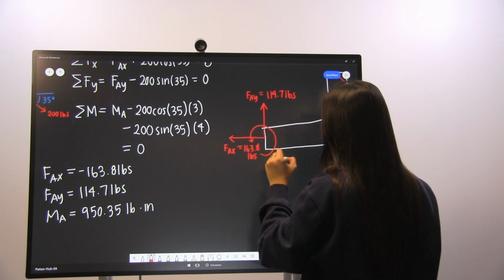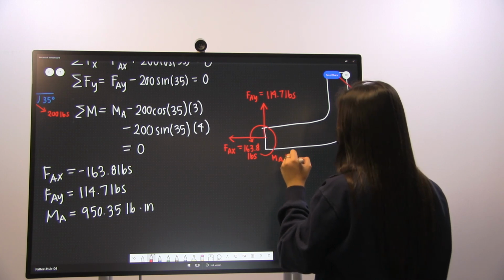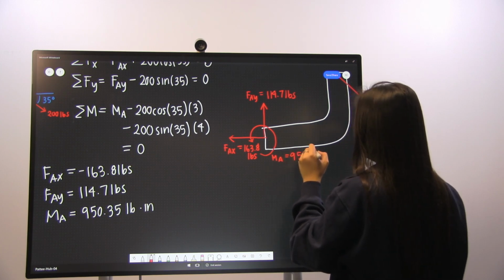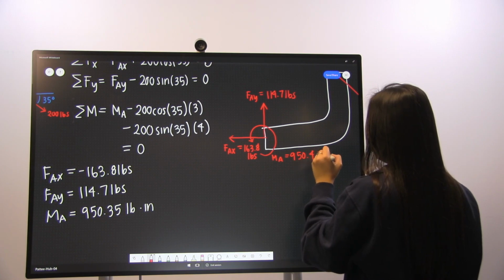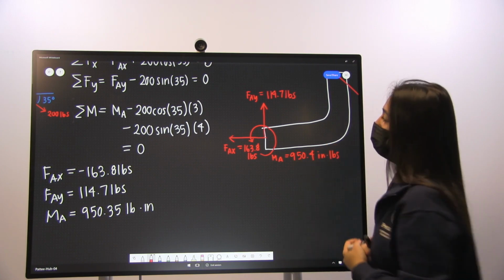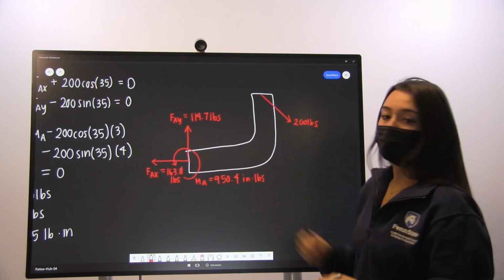So our moment about point A is 950, and rounding, 0.4 inch pounds. And that is our final solution.